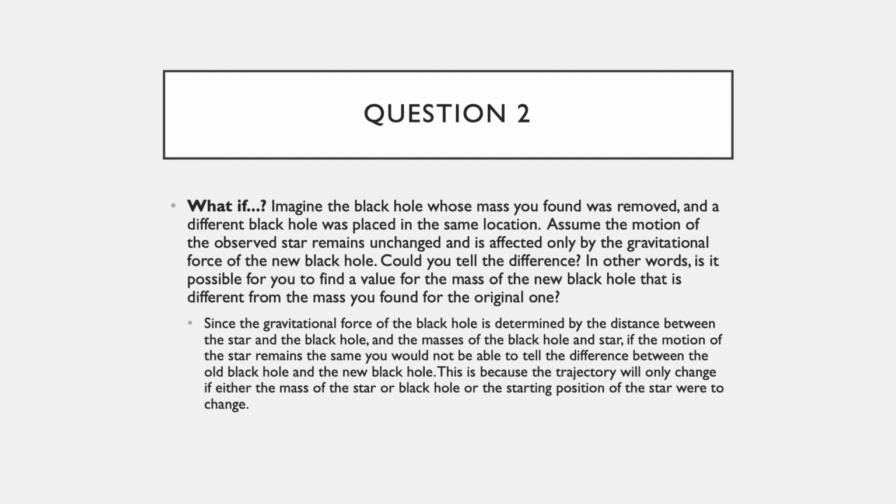My answer for this was that since the gravitational force of the black hole is determined by the distance between the star and the black hole and the masses of the star and the black hole, if the motion of the star remains the same, you would not be able to tell the difference between the old black hole and the new black hole. This is because the trajectory will only change if either the mass of the star or black hole or the starting position of the star were to change.